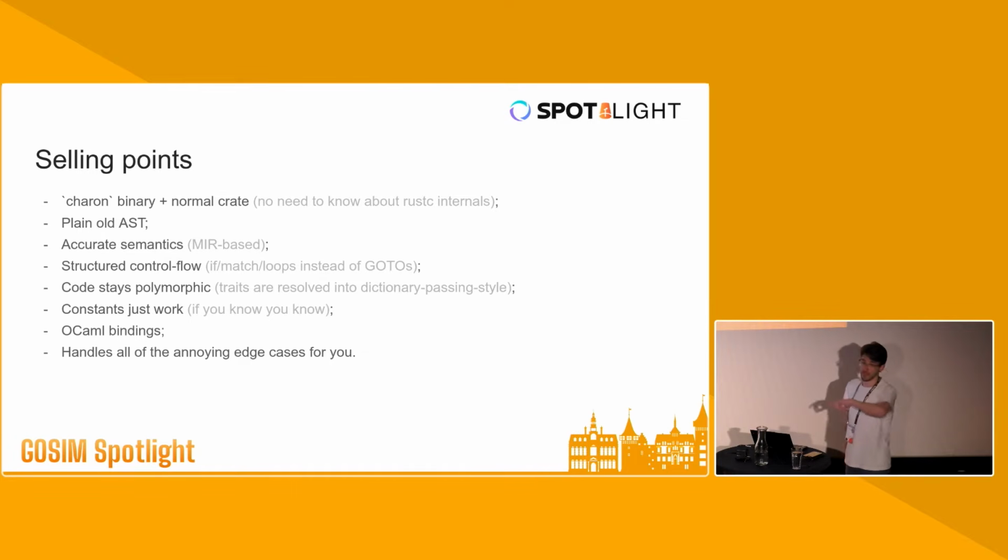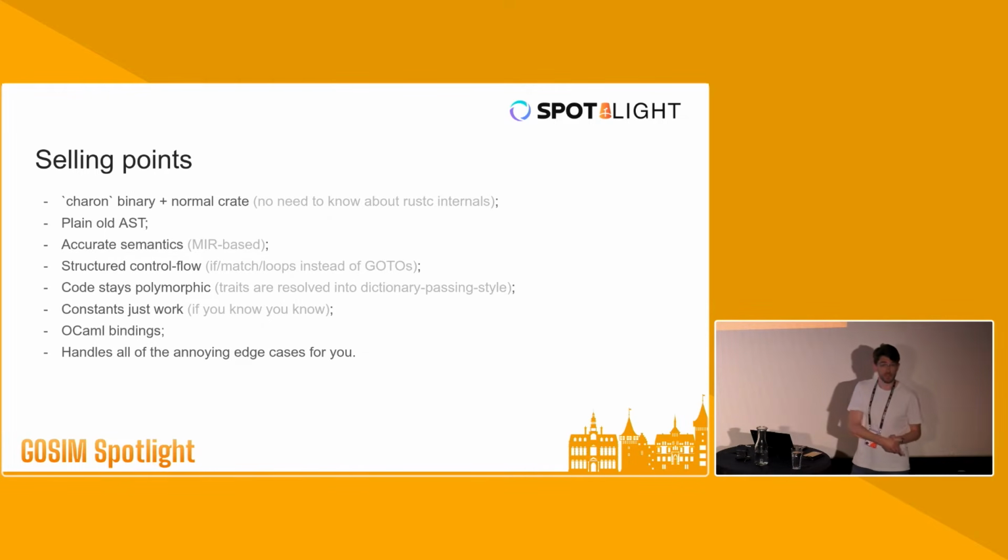So some of the things we do, it's just a plain simple binary, and then the crate that reads it is just the crate with the types I showed you. It's just a bunch of types. There's nothing fancy in that crate to read the JSON. Simple AST. The semantics are accurate. We're taking the MIR, so it's as accurate as Miri would be in terms of exactly what we're executing, but we're reconstructing control flow, as I mentioned. So we get loops and ifs. That's optional, but that's a selling point.